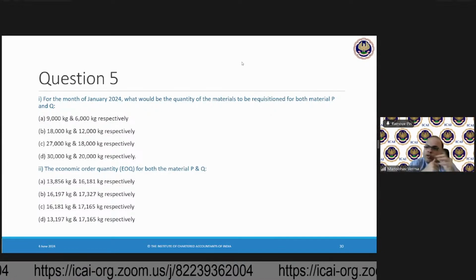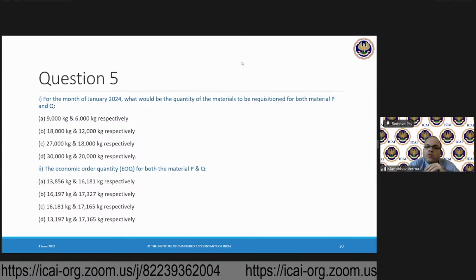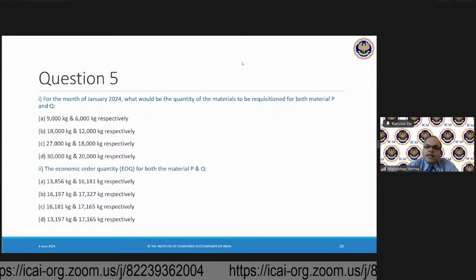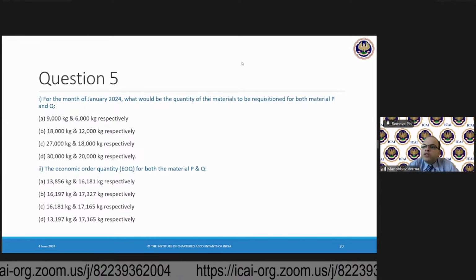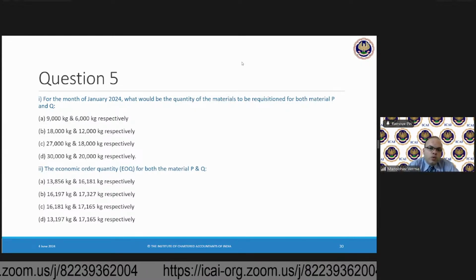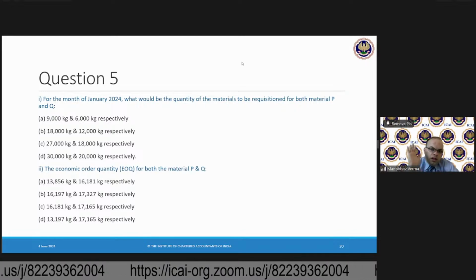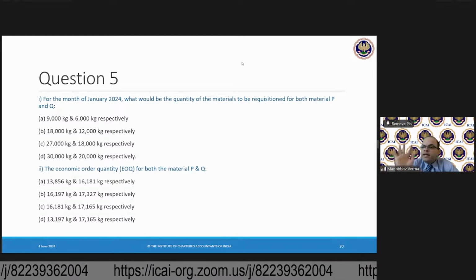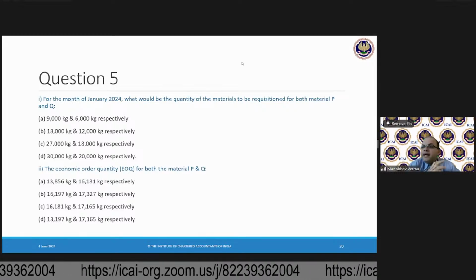Question first is, and I will come back to the facts, guys. For the month of January 24, what would be the quantity of materials to be requisitioned for both material P and Q? Question is very simple. What would be the quantity of materials to be requisitioned for both material P and Q?